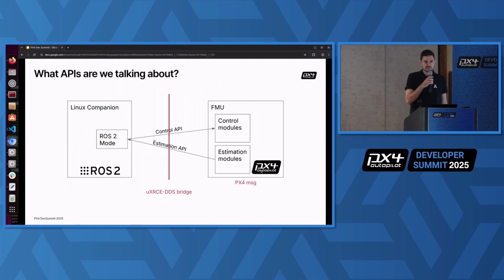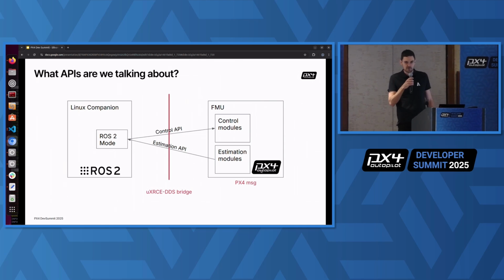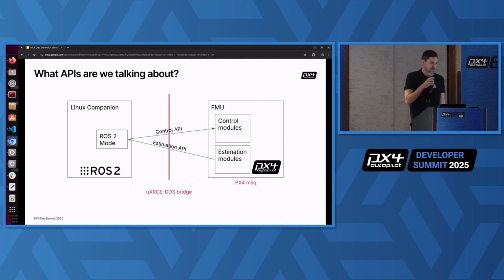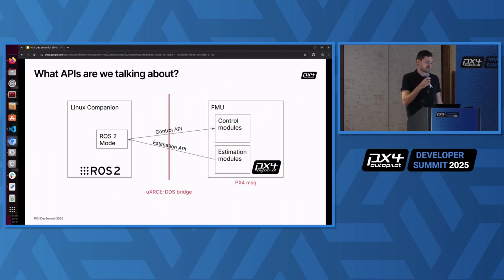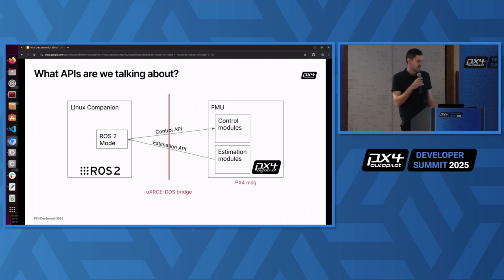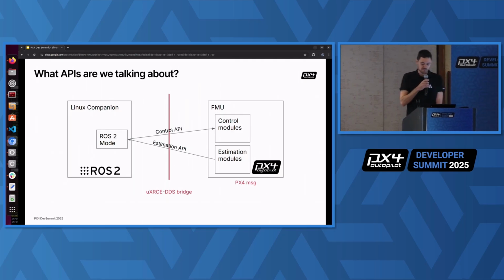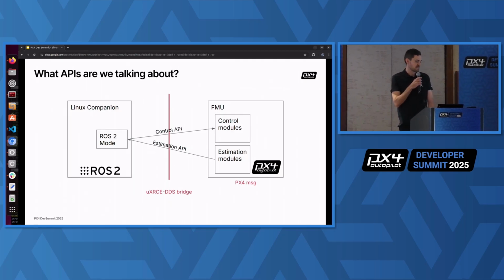What that means is that the same messages that we use internally in PX4 to communicate between modules, we also use to bridge over to ROS. That makes it very straightforward to use both worlds, and also it means that to understand the interface, we have to talk about PX4 internals, and that's what I will be focusing on now in this talk.